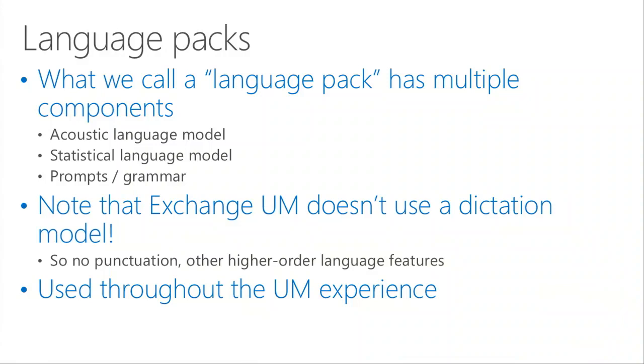Then there are the prompts and the grammar. This is the part that humans generate so that when you call an Exchange server whose dial plan language is set to French, you get French audio prompts. If you call one that's set to German, you get German audio prompts. Somebody at Microsoft records those and bundles them in the language pack, and away we go. Notice that Exchange does not have what we would consider to be a dictation model, so it doesn't understand the way that you would dictate to Dragon Dictate or Windows Dictate or dictation in iOS. That's just the way that it is.